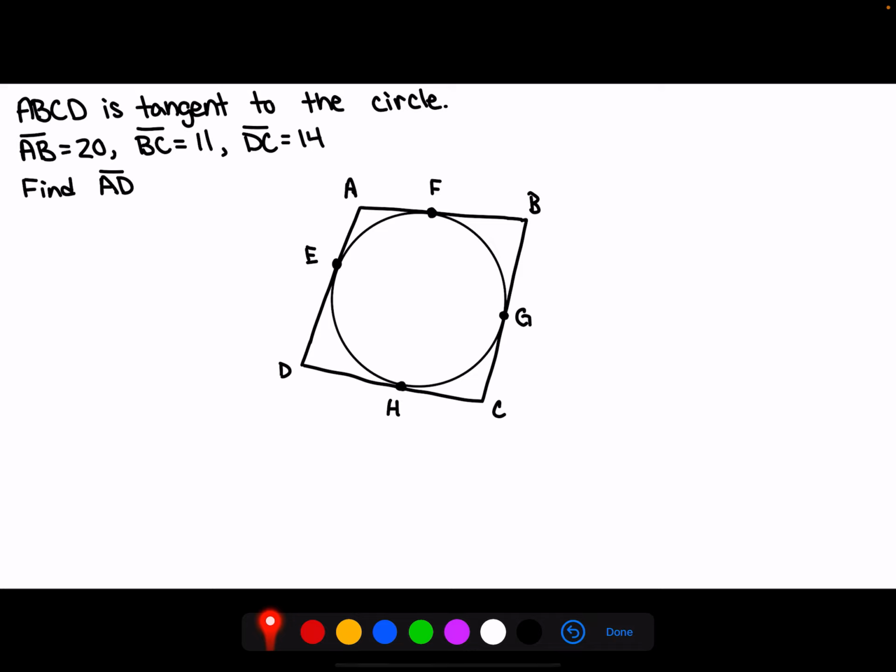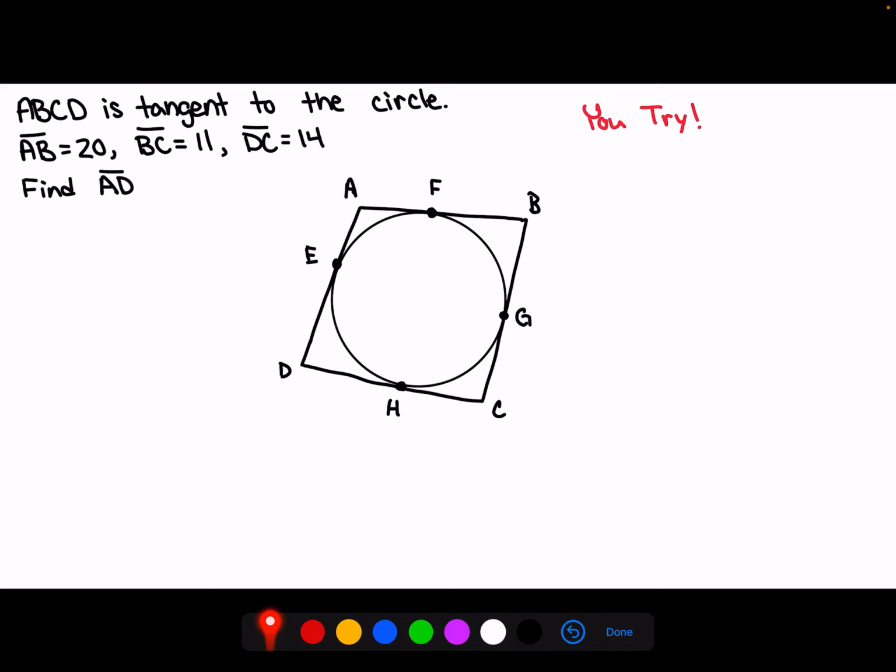Same type of thing. We have ABCD, a quadrilateral that is tangent to the circle. AB is 20, BC is 11, DC is 14. We would like to find out what AD is equal to. Go ahead and take a minute, try it on your own, then we'll go through it together.